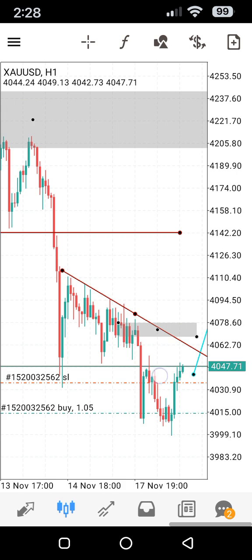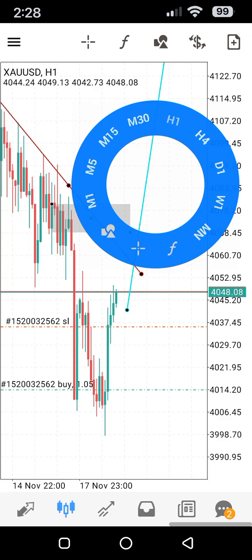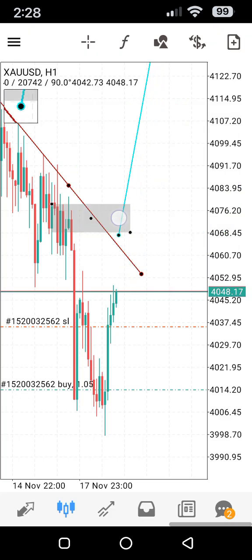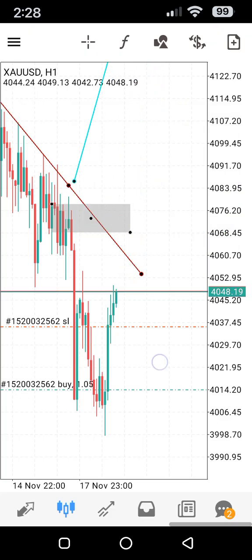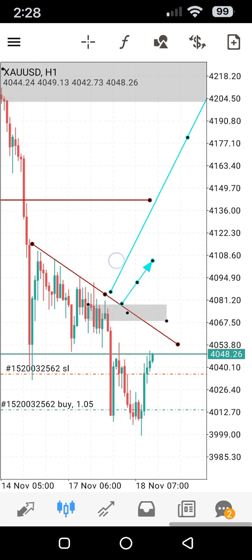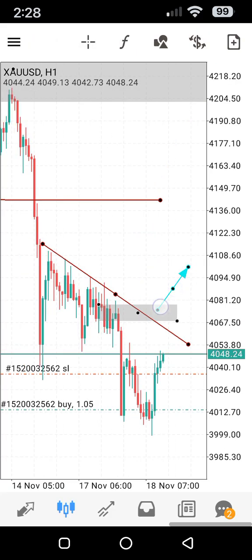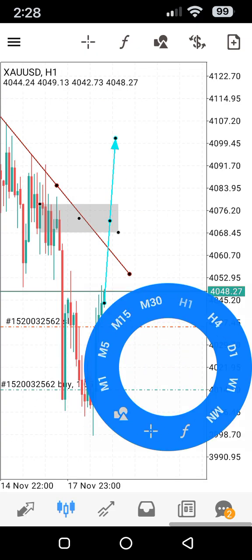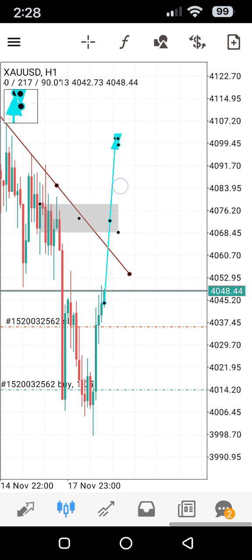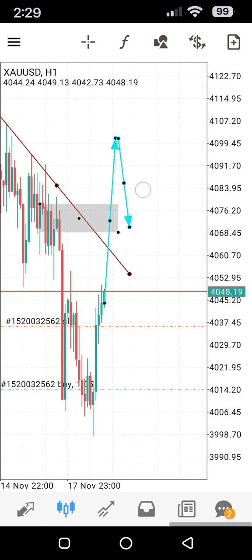If price is able to break out of this trend line, let me first zoom in. If price breaks out of the trend line by any chance, all you have to do is wait for price to push back a bit for a retest, and then afterwards it will make a continuation upward.